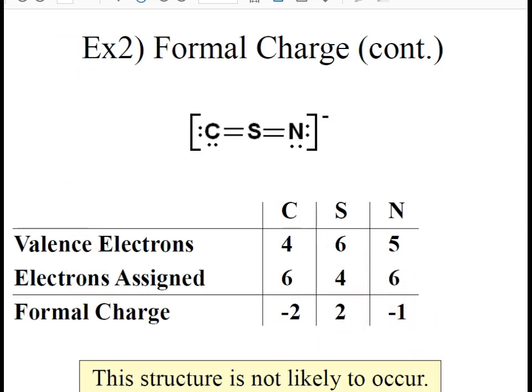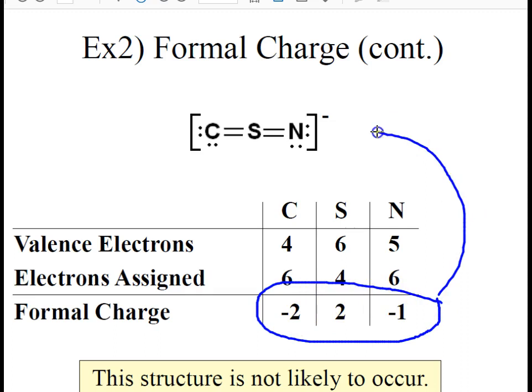Notice that these formal charges do not add up to 0. So -2 and +2 and -1, they add up to -1, which is the charge on the polyatomic ion. That's a rule of formal charge. So it's kind of a way to check your work. But these formal charges are not really minimized, and the -2 is on carbon. That's not the most electronegative element in the structure. So this structure is not as likely to occur. Let's check the other one and see if it's more likely.